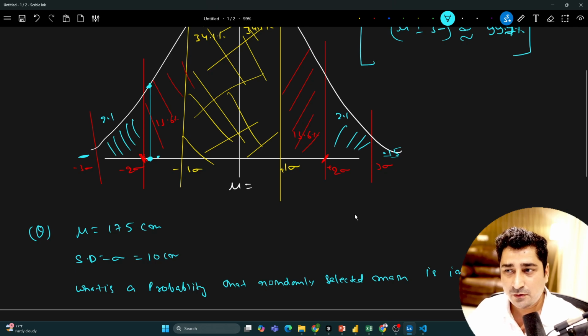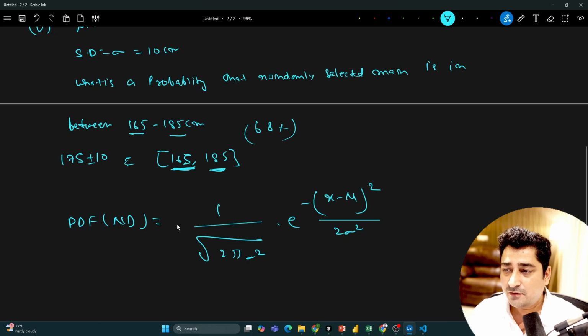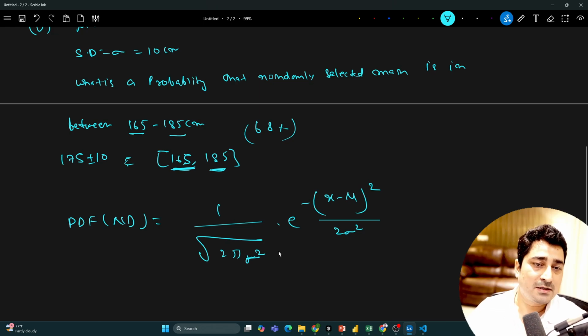And if you find the area in between two points, obviously you will be able to find the probability. So this is my PDF function for a normal distribution, which is one of the very famous distributions you will see most frequently throughout your data science journey.